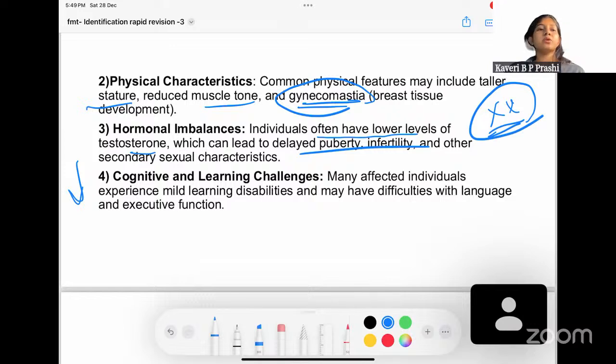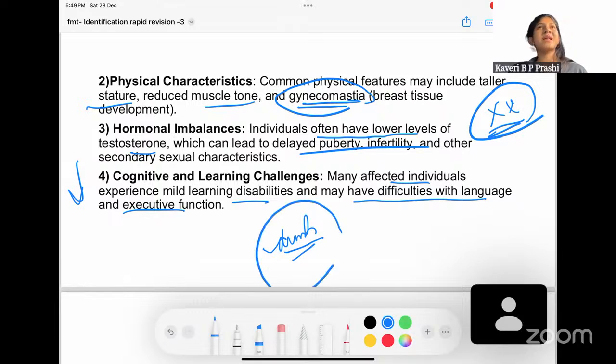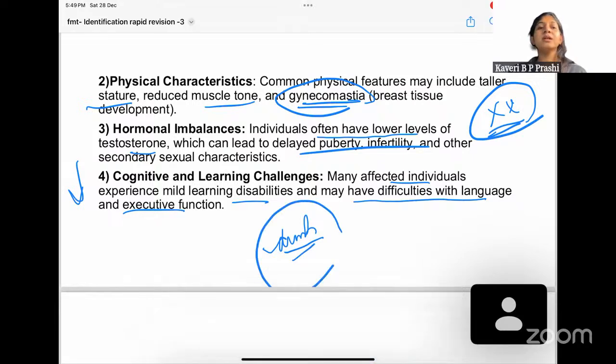These people can also have cognitive and learning challenges. Many affected individuals experience mild learning disabilities and may have difficulties with language and executive function. So these people have certain language, intellectual and cognitive difficulties.